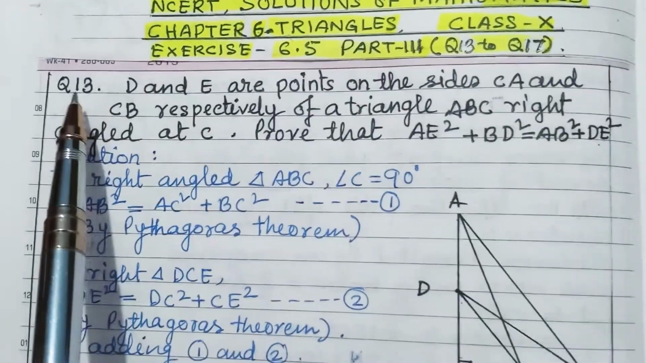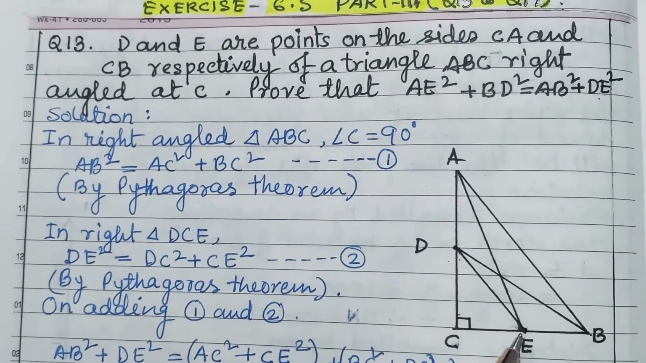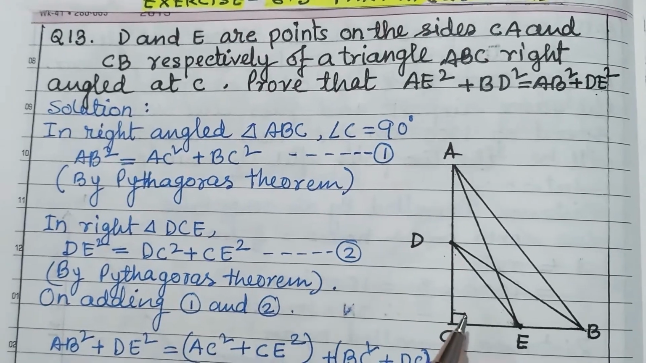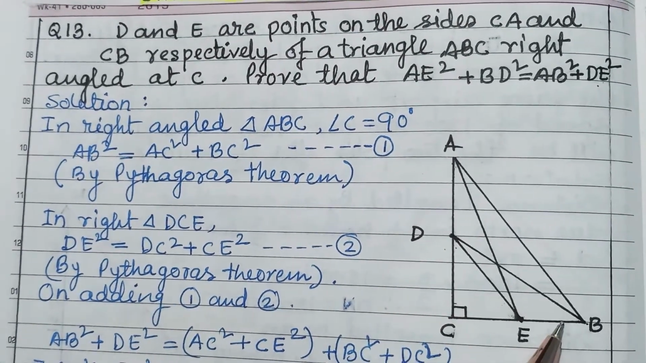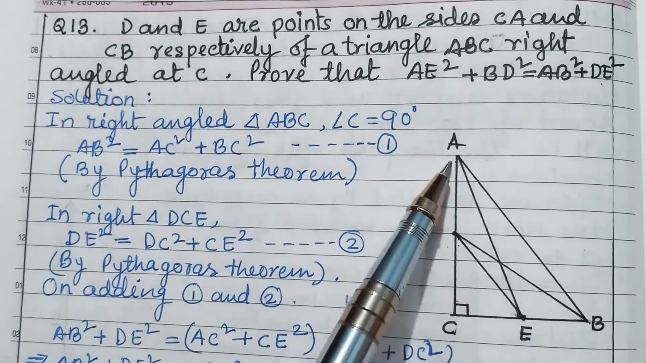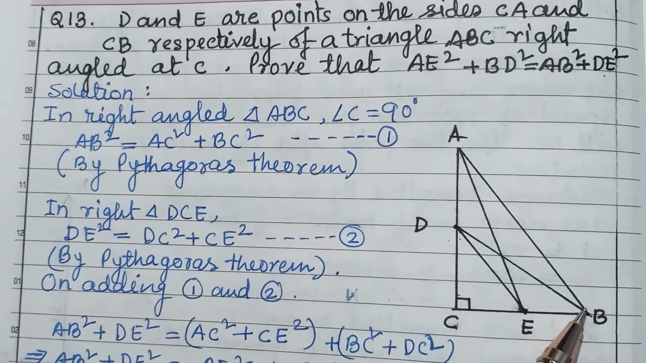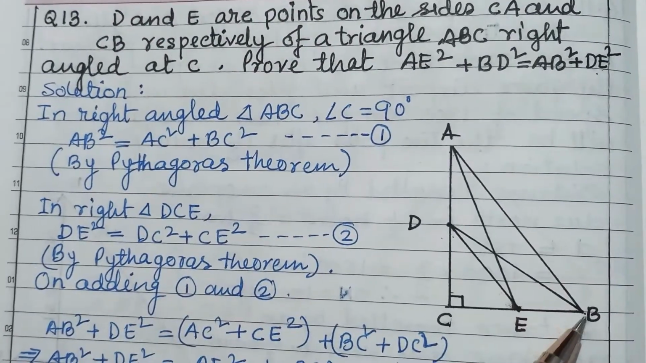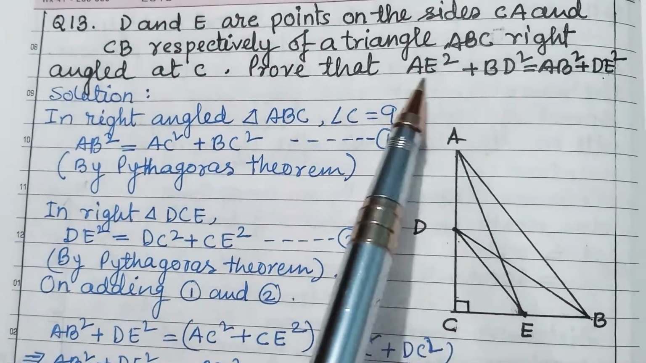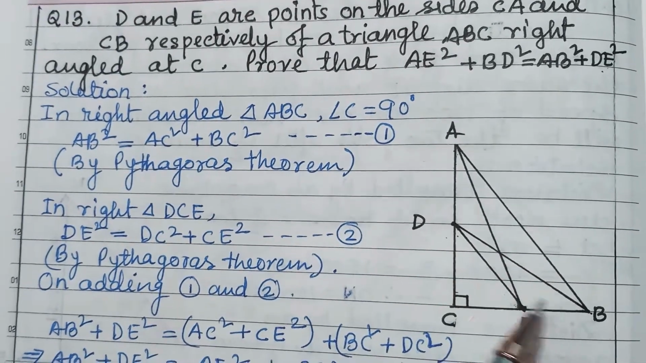Now in question number 13, D and E are the midpoints of AC and CB respectively of the triangle ABC, right angle at C. Prove that AE square plus BD square is equal to AB square plus DE square. You can see all these are the hypotenuse of each right angle triangle.